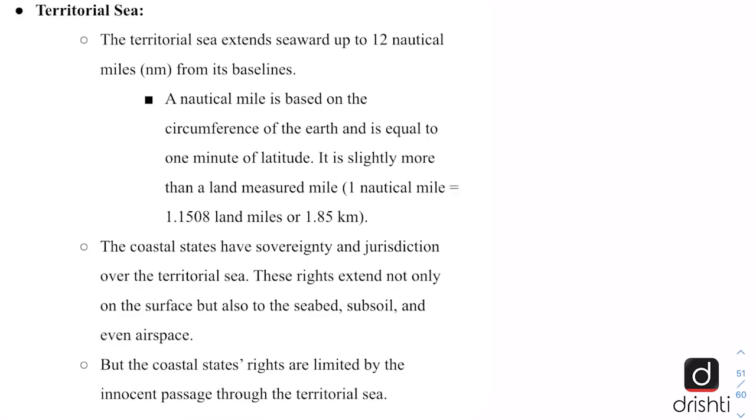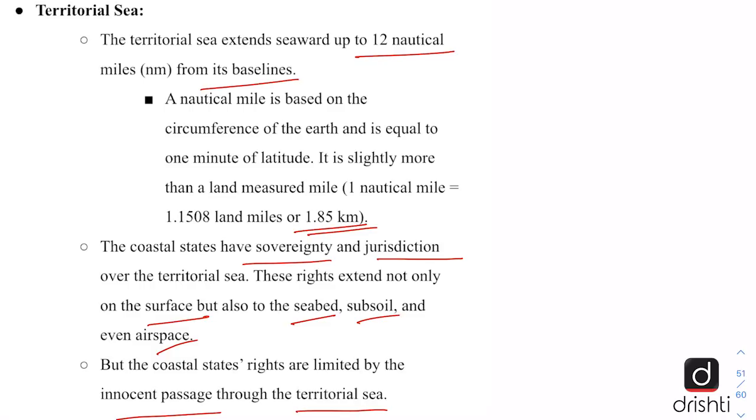Territorial sea. Territorial sea extends seaward up to 12 nautical miles from the baseline. And nautical mile, we know that 1 nautical mile is equal to 1.85 kilometers. In the territorial sea, the coastal states have sovereignty and jurisdiction totally. And these rights extend not only on the surface but also on the seabed, subsoil and even airspace. But in the territorial sea, the coastal states' rights are limited by the innocent passage through the territorial sea. So that is allowed in the territorial sea but not in inland waters or internal waters.